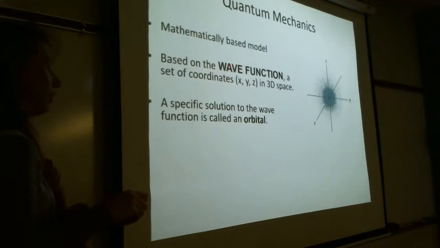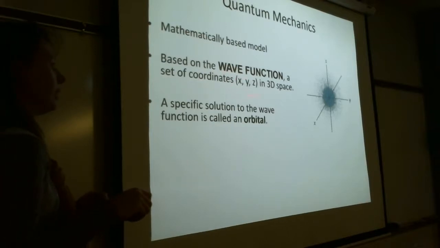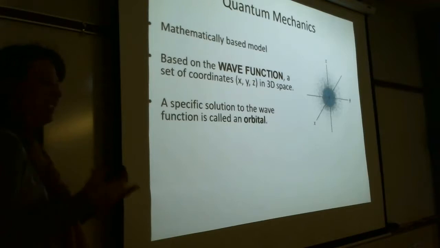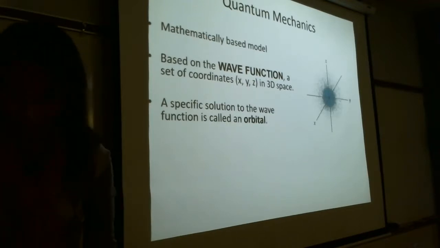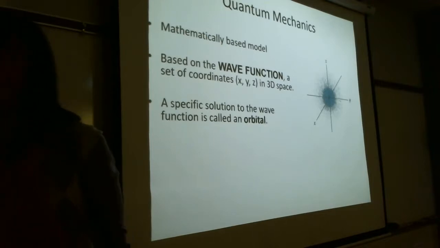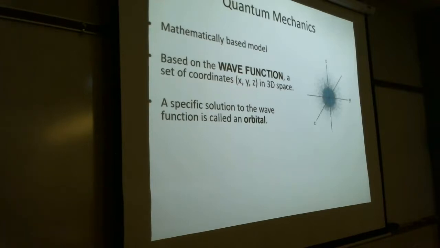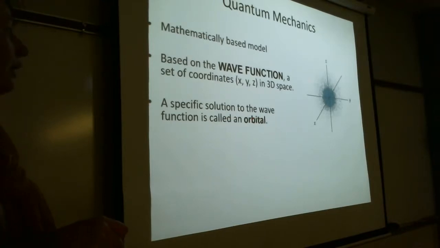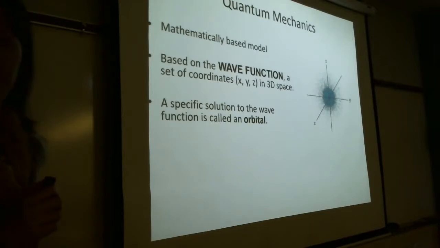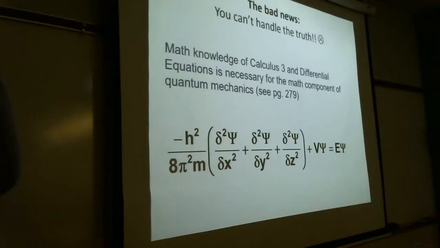It's based on a wave function, which is, in short, a set of coordinates in three-dimensional space. Now, it's not exact coordinates, right? My coordinates right now would be exact. I can measure my distance from this wall, from the corner right there, from the wall behind me. It's not exact coordinates, but it is a graph in 3 dimensions. And a specific solution to the wave function, we call that an orbital, right? So if you look at this, this is a general idea of what we're looking at here. 3-dimensional graphs, okay?